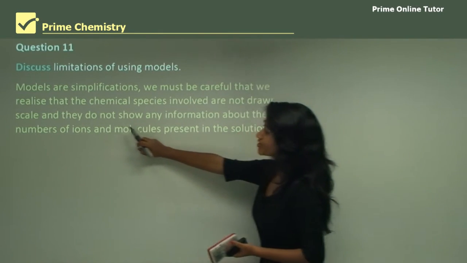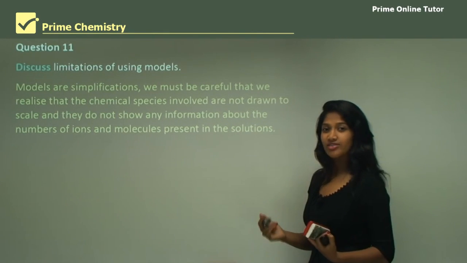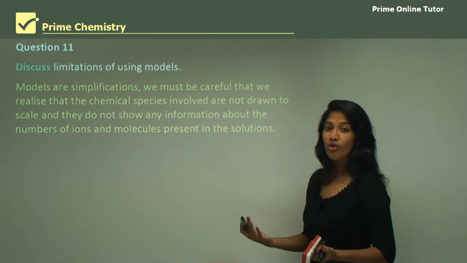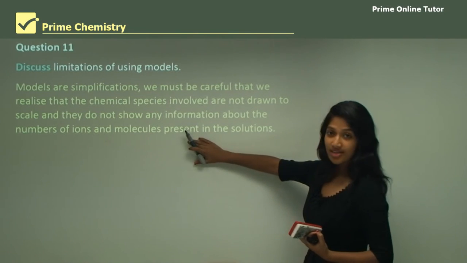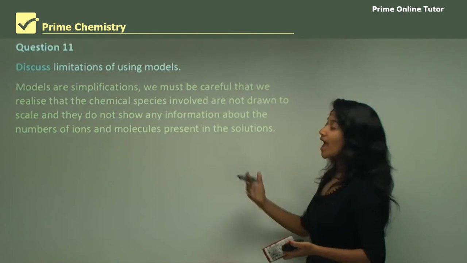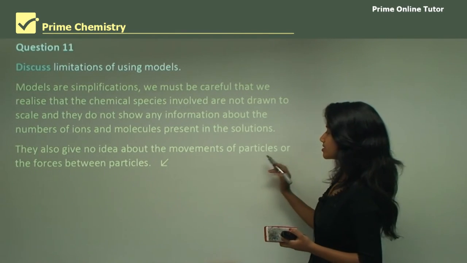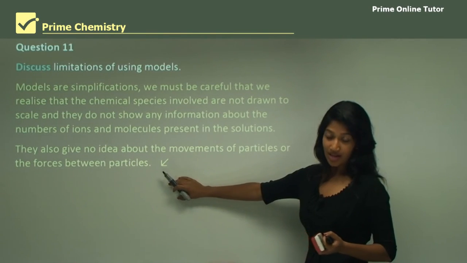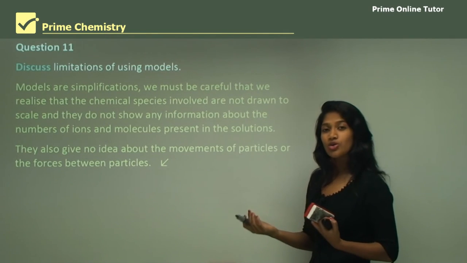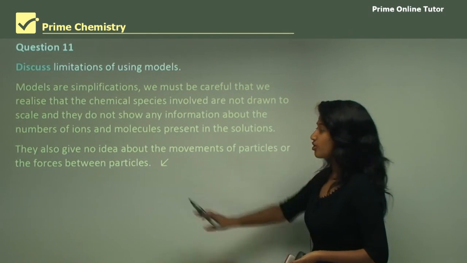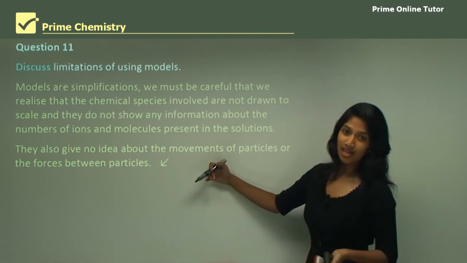They do not show any information about the number of ions. There are going to be millions and millions of ions in a solution, but we only draw 3 or 4 to make it simple and understand it better. So it is very important to know these things before we interpret a model. They also give no idea about the movements of particles and the forces between particles, because especially with two differently charged particles, there are going to be attractive forces. With models, you're not able to show that. So that's why there are some limitations with models, and this is how you would go about discussing it.